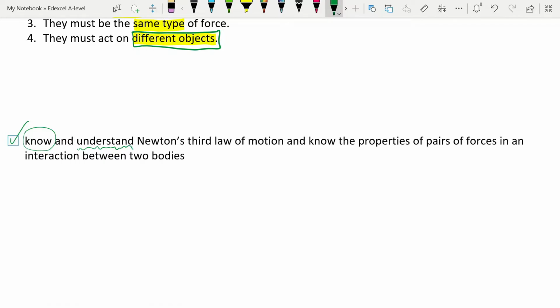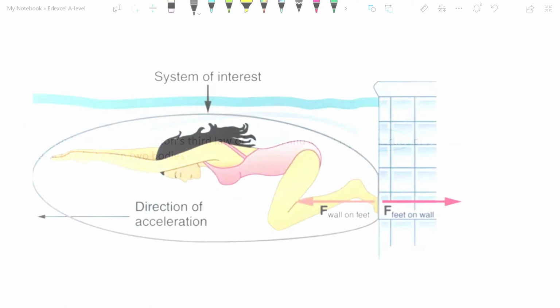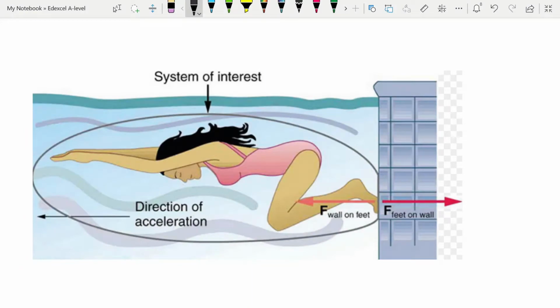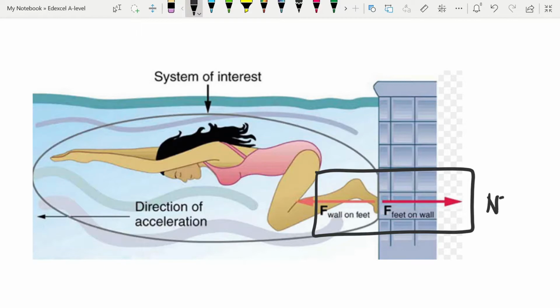You need to be able to look at a force and say what its third law pair is. And if you follow the rules, you'll be able to identify those very easily, because we need to know the properties of pairs of forces. That's those 4 rules. So let's go back to our girl on the wall. We know this is our Newton's third law pair here, our action-reaction pair. What we now need to do is look at what happens to the girl, because this is going to bring us to our next law.